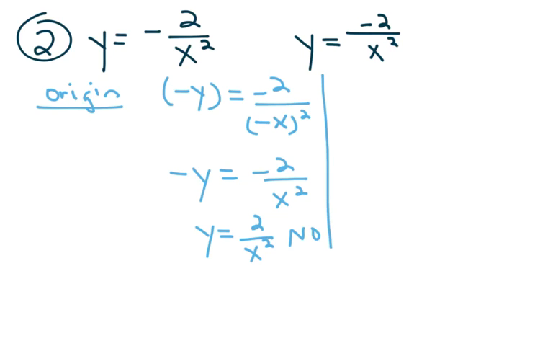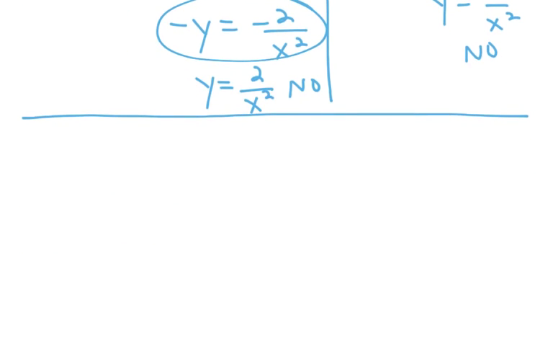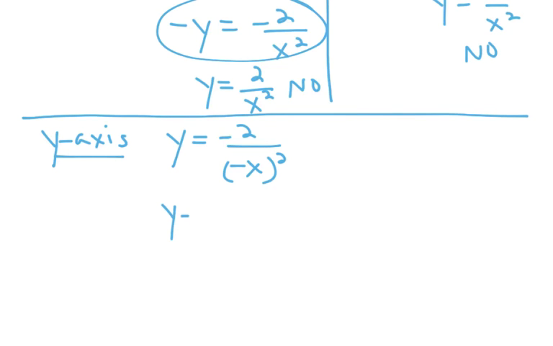When I check symmetry over the x-axis, y becomes negative, but nothing happens to x. That's the same thing I had happen here. Those two negatives cancel each other, and now it's positive 2 over x squared, which is not the same equation I started with. Now I'm going to try symmetry over the y-axis. So I'm not going to do anything to y, but I'm going to make x negative. Well, when I square a negative, I get a positive, and that is the same equation I started with.